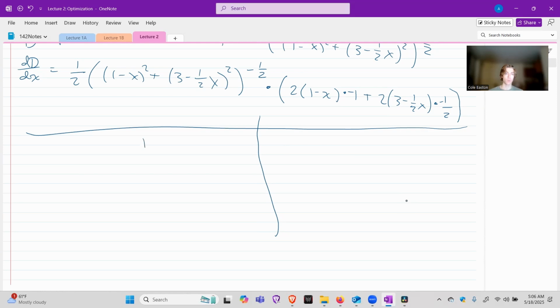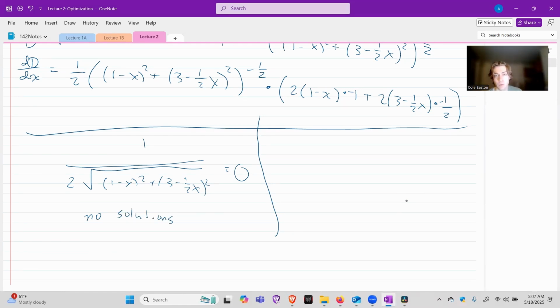So it looks like 1 over 2 times the square root of 1 minus x squared, plus 3 minus 1/2 x squared, equals 0. And just like we saw before, this is a fraction with 1 in the numerator. There's no way it's going to equal 0. So we have no solutions over here. This side is going to be more interesting, and we're going to clean this up a little bit. This should clean up pretty nice, actually.